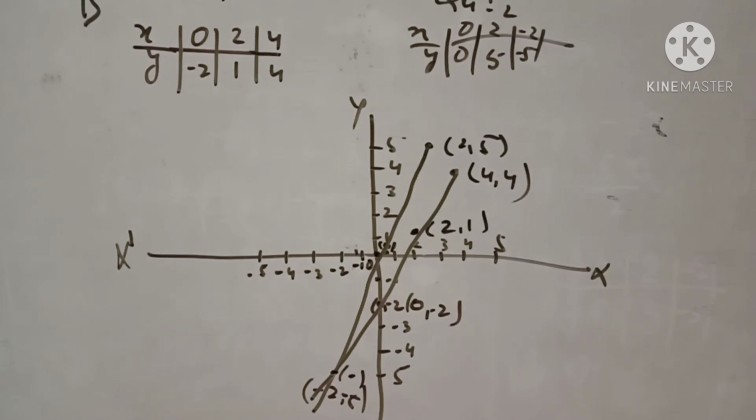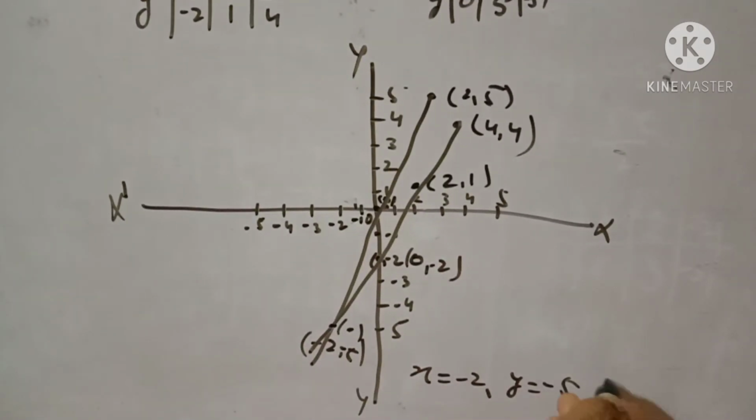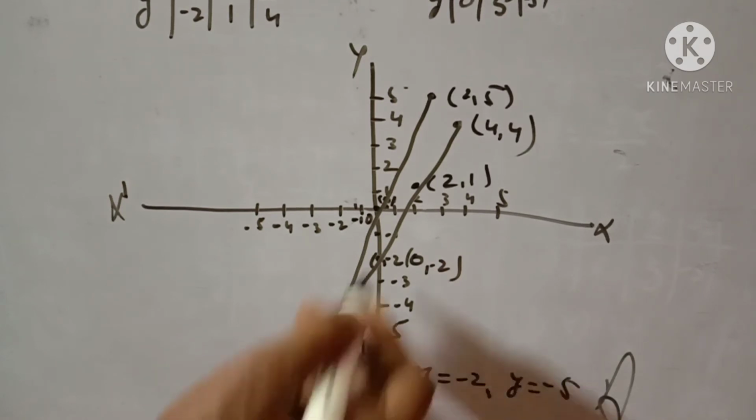Write down, from the graph we can find where the two lines are meeting. They meet at x equal to minus 2 and y equal to minus 5. Write down please. This is our point where the two lines meet.